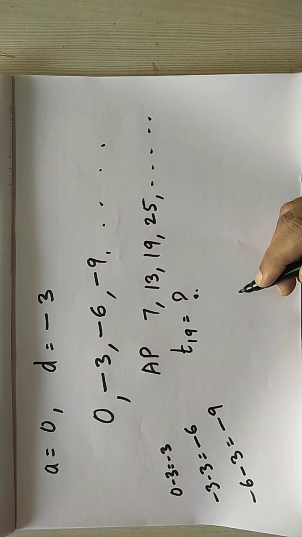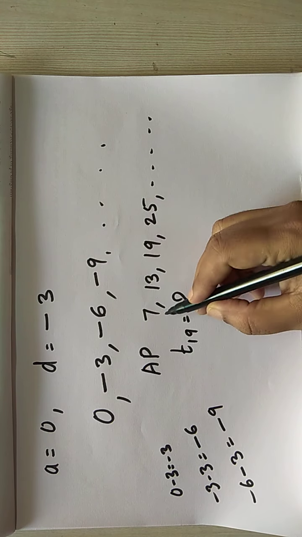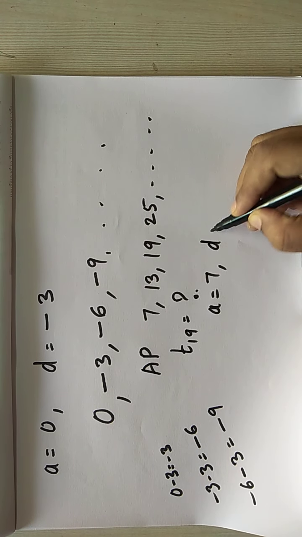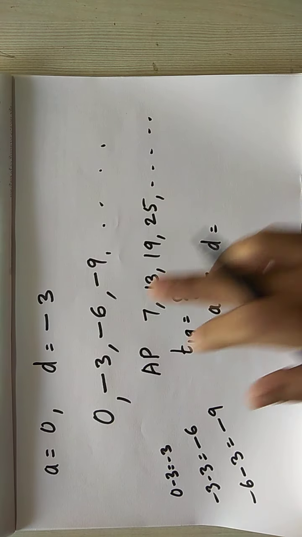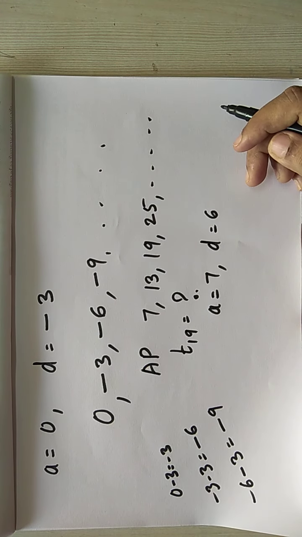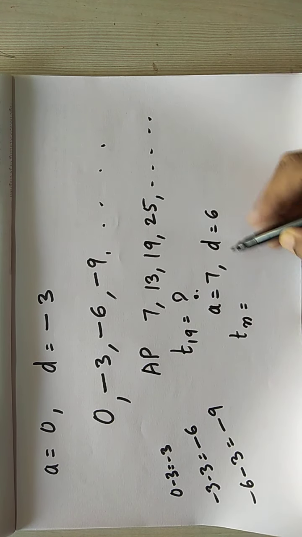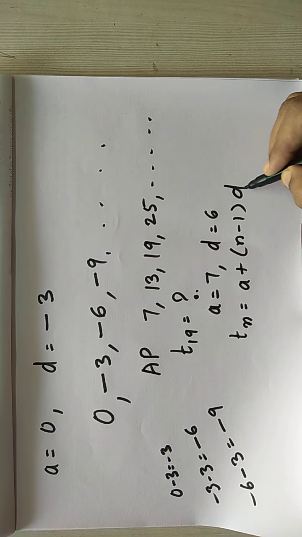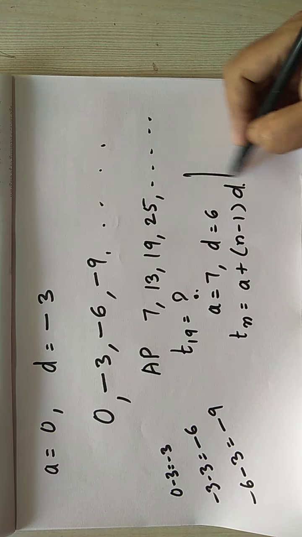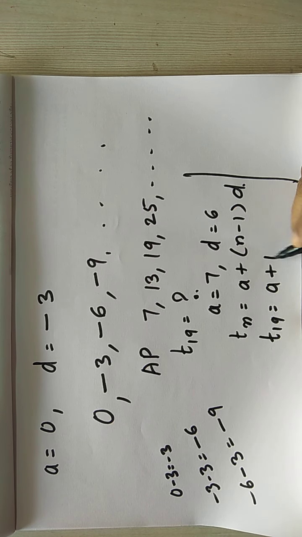So we directly start with the sum by finding a and d. a will be the first term, that is 7. d will be the common difference. Common difference means just subtract and check what the difference is. 13 minus 7, 6. So the common difference is 6. And then we use the formula of Tn. The Tn formula is a plus n minus 1 d. So if Tn is a plus n minus 1 d, then what will be T19? T19 will be a plus 18d.